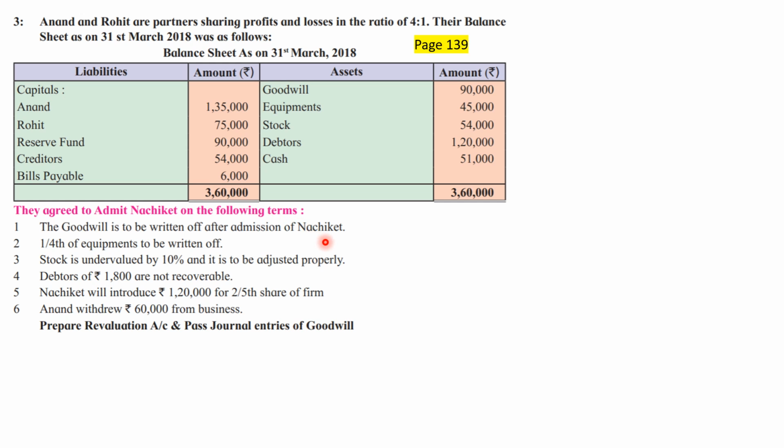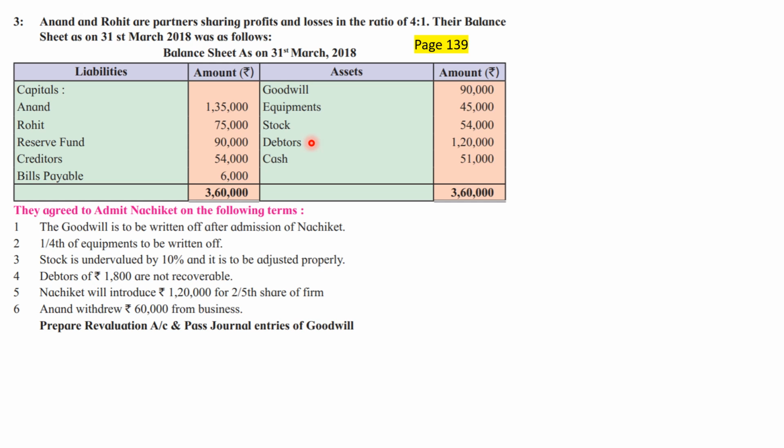On the other hand, some authors, some professors may argue that it is at the time of admission, just like we are revaluing equipments or we are revaluing stock or maybe we are revaluing debtors. Similarly, we are going to revalue goodwill. Revaluation profit or loss is always transferred to the old partners. Therefore, goodwill written off is also to be transferred only to old partners. Nothing else is required to be done. So these are the two different opinions.